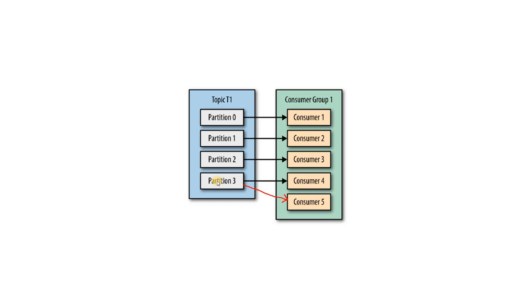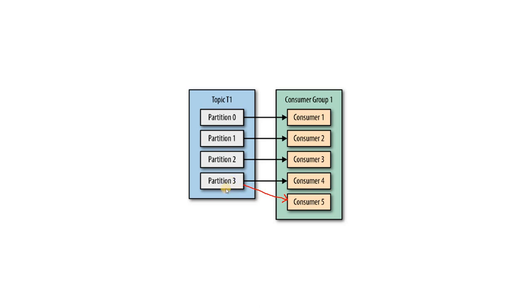Okay, try to understand why it is not possible. So first of all, why did we bring the concept of consumer group? Just to implement load balancing on the consumer side, right? So that at least on the consumer side, the processing of messages from the topic will happen at a little higher speed, right?